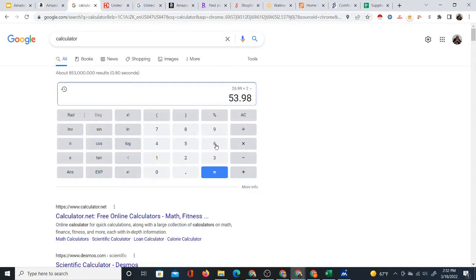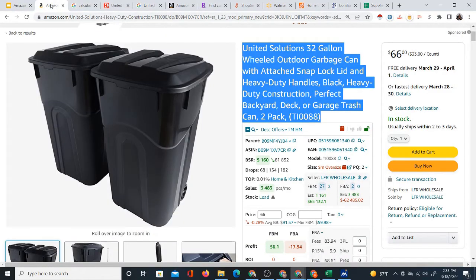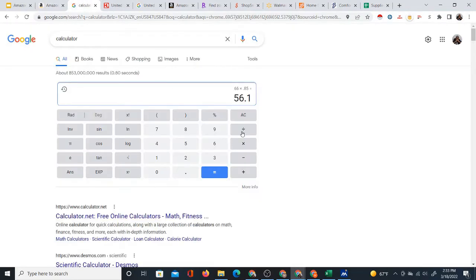And what I'm going to do is 66 times 0.85. That removes that 15% referral fee. All right. And if you were doing FBA, you'd have to be concerned with an FBA fee as well. But again, I'm just doing kind of a general calculation here just to show that there is not really much of a price difference between this and that $53.80 that I came up with, right?